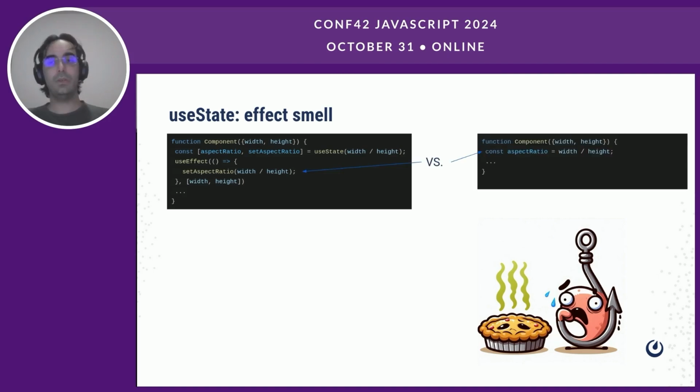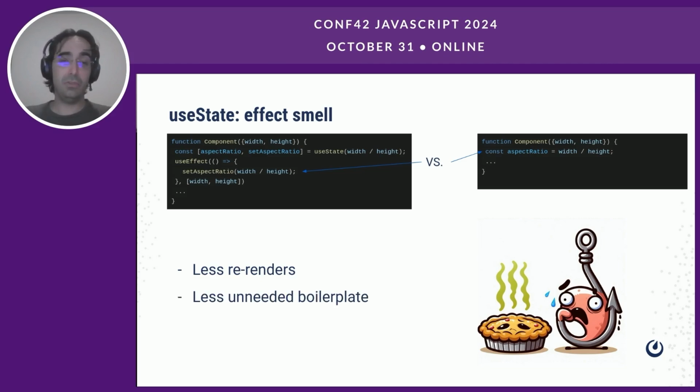We just go into intermediate variables. All the values that are needed for this are in the props or are in state that we already calculated. So we don't need to set the state in an effect. We just need to calculate the state. And then we have fewer re-renders and less unneeded boilerplate.